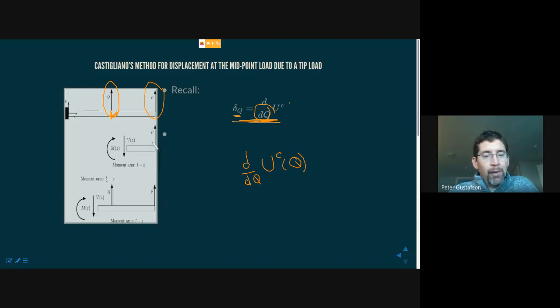The moment arm to P, so P is at the position L. So out here is L. The distance from here to here is L minus Z. So the moment arm for P will be L minus Z. We know that Q is at the position L over 2. So now the moment arm to Q is L over 2 minus Z. So very straightforward, Nicole.